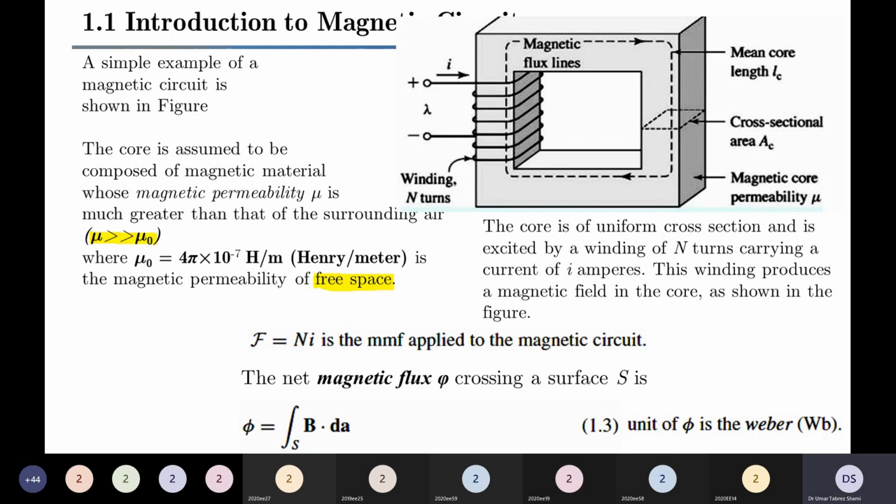Okay, now the net flux crossing surface A is given by the integral over S of B dot dA, that is, we multiply the area with the flux density. B here represents the flux density, the flux per unit area.